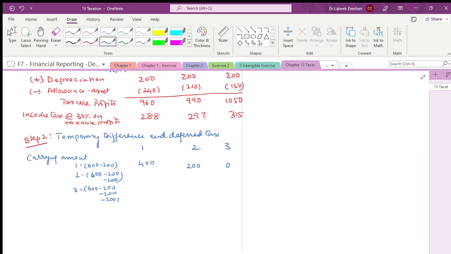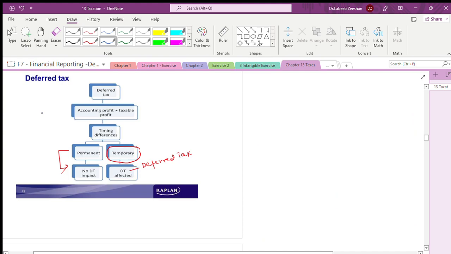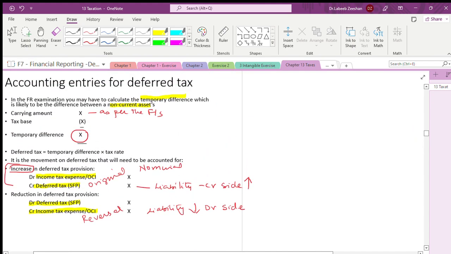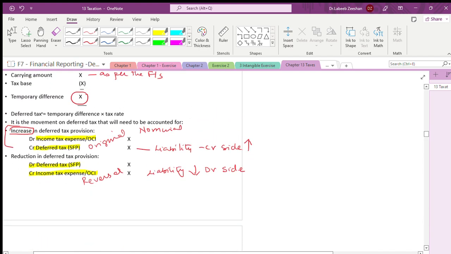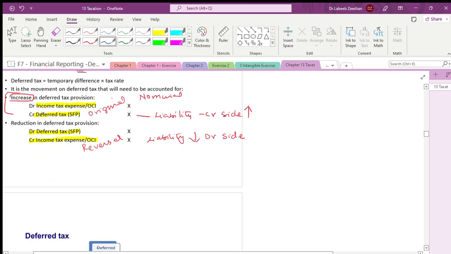Now, fine. This is the carrying amount. What does the rule say? We will go back to the rule so that we have clarity on that. Carrying amount minus tax base. This is the slide: accounting entries for deferred tax. First you take the carrying amount, then we take the tax base.